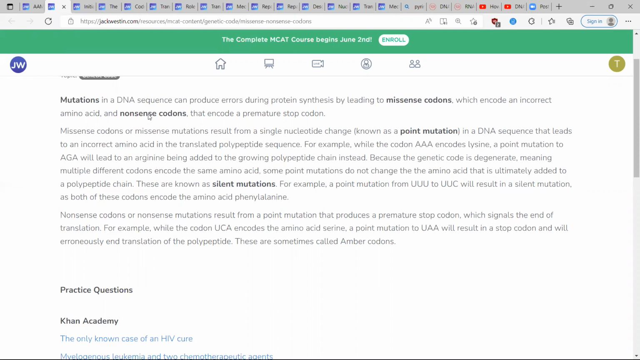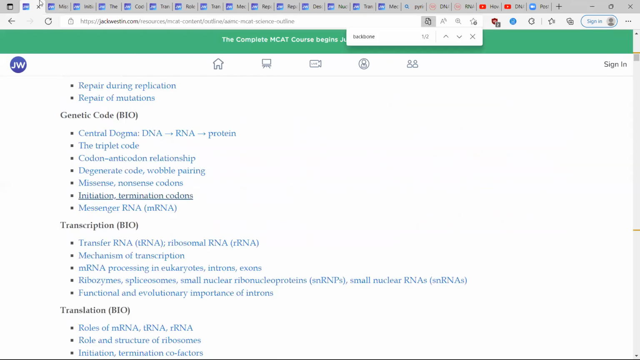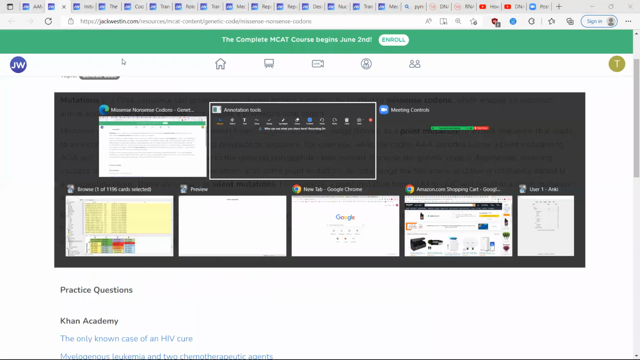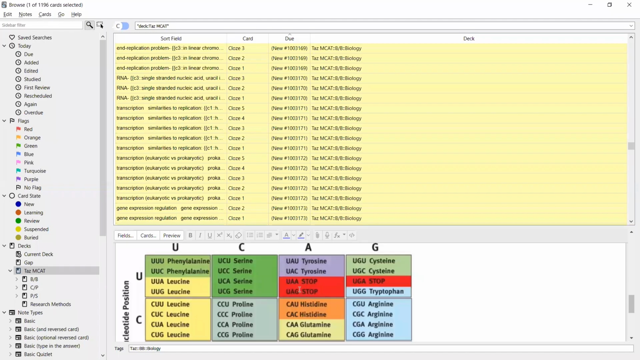And finally, we have a nonsense mutation. A nonsense mutation is what I was talking about by accidentally putting up the stop codon early. If we accidentally stop it, then we have a nonsense protein now that doesn't work.